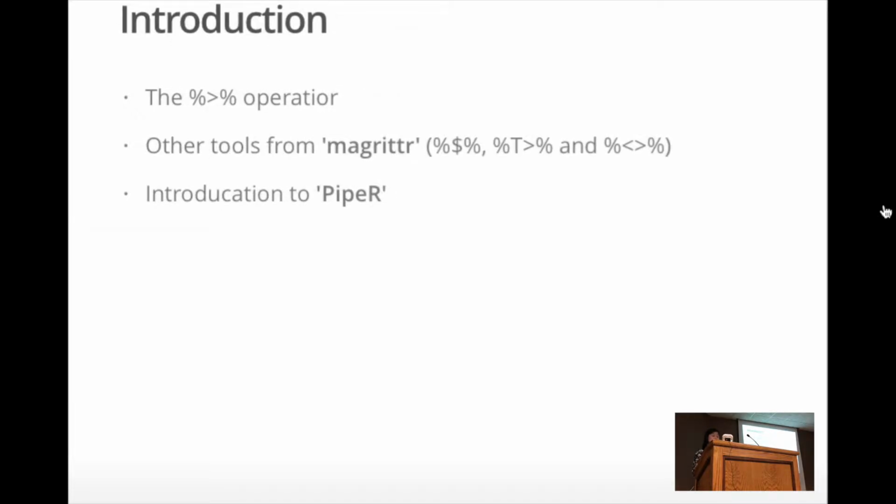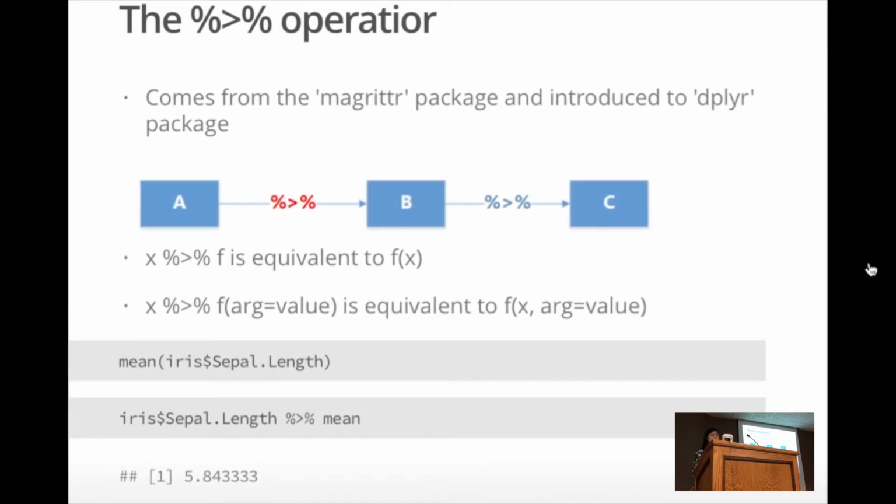So today I will introduce the forward pipeline operator for those of you who don't know it, and I will also introduce other tools in this magrittr package, and a little bit about pipr, which is another pipeline package. This weird thing here is the forward pipe operator, and this is the main operator. It comes from the magrittr package and was then introduced to the dplyr package.